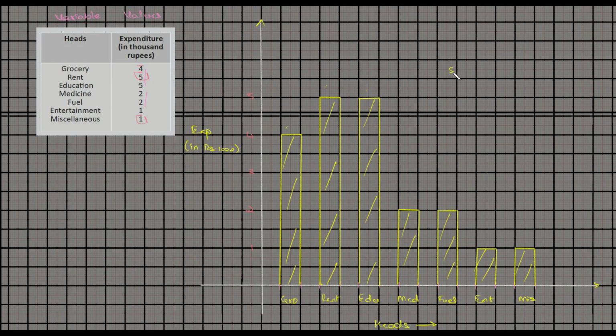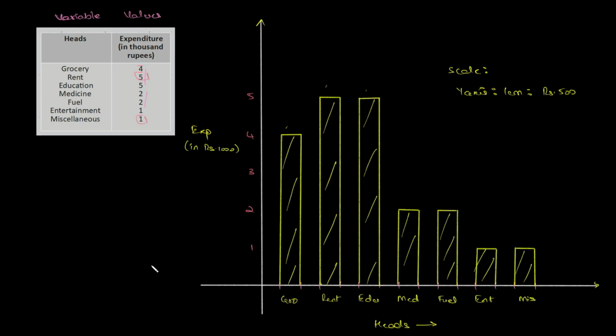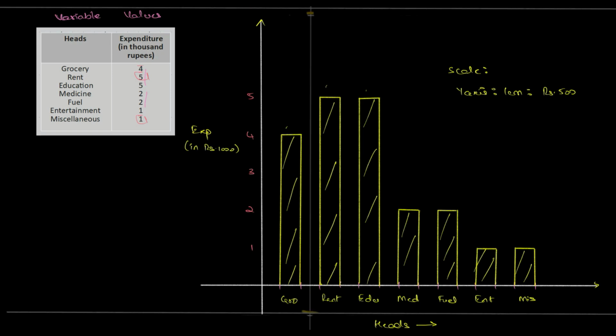Okay, and last thing is write about the scale. So here we need to write about the scale. So we have y-axis, 1 centimeter is rupees 500. So that's your scale. So this is your graph in entirety.